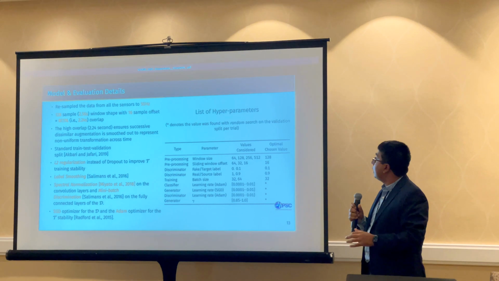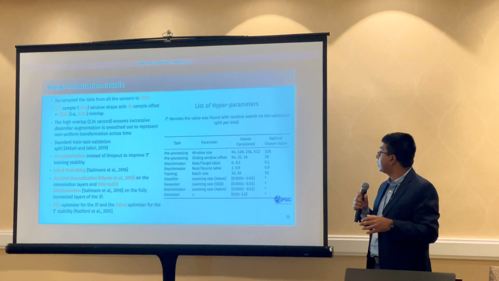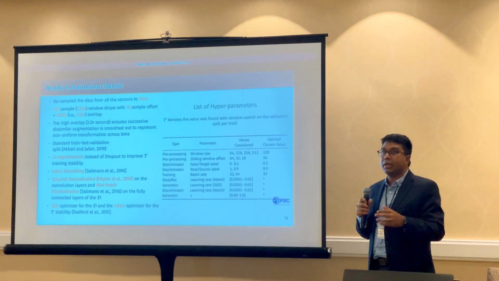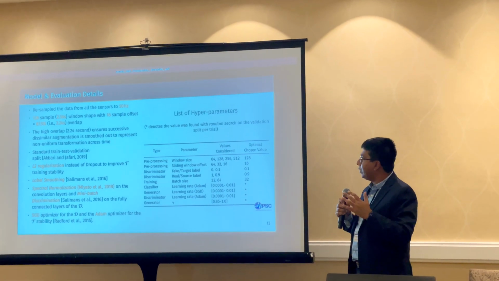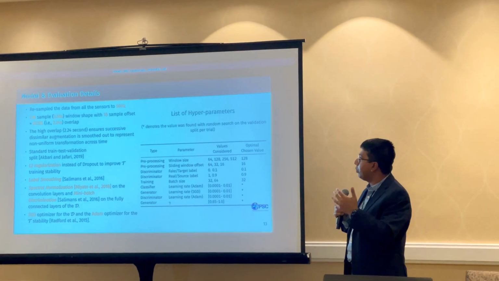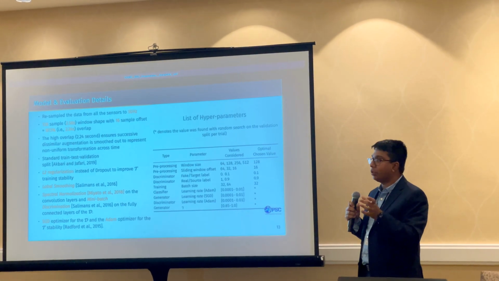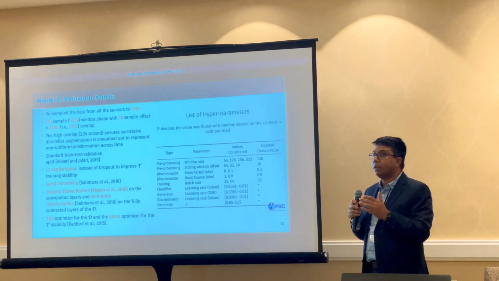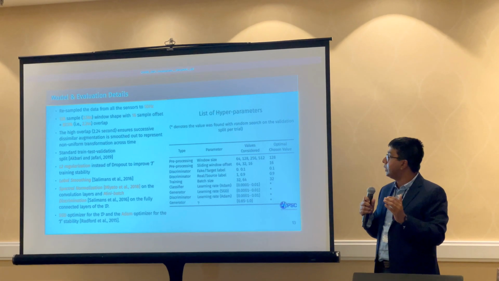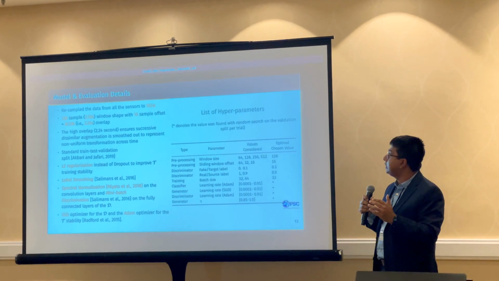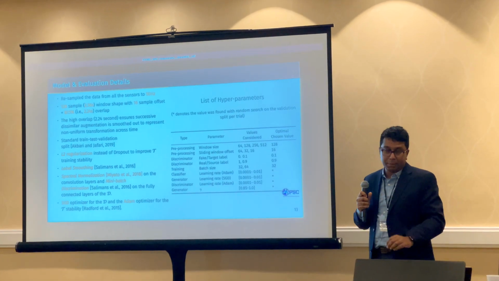And these are the model and evaluation details. One of the most challenging things in this project was to stabilize the GAN training, because GANs are notoriously difficult to train sometimes. So we had to try a lot of things, and over time we figured out this setup performs pretty well. Also, we prefer a shorter window with many more overlapping samples, because that helps ensure the successive dissimilar augmentation is smoothed out to present a non-uniform transformation across the track.